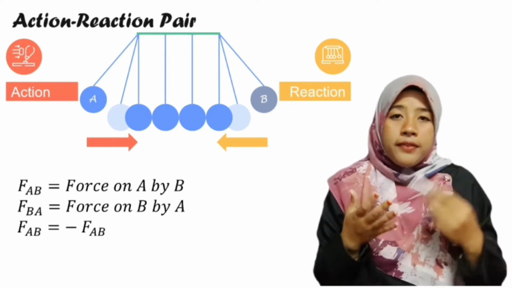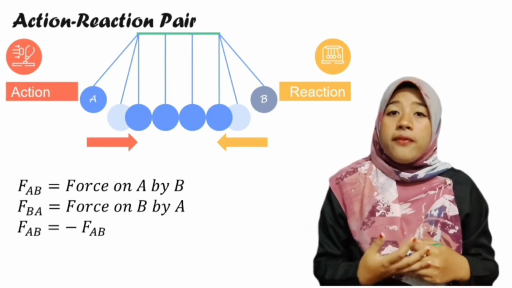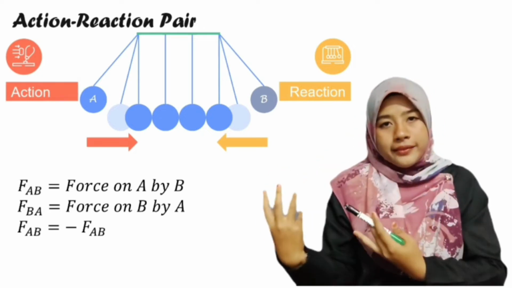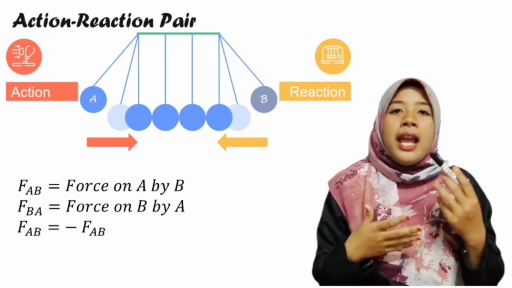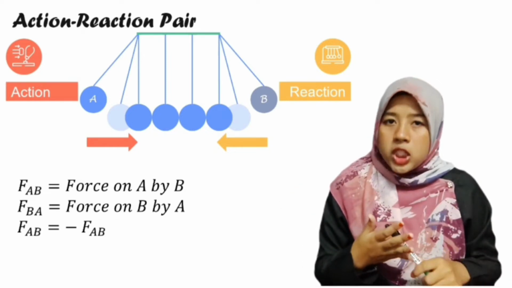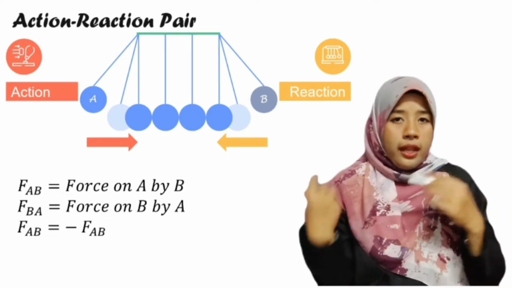Alright, first we have a force on A by B. Then we have a force on B by A. So, you see here, the forces are pointing at each other. And that means force on A is equal to negative force on B, because the force on B is to the left.